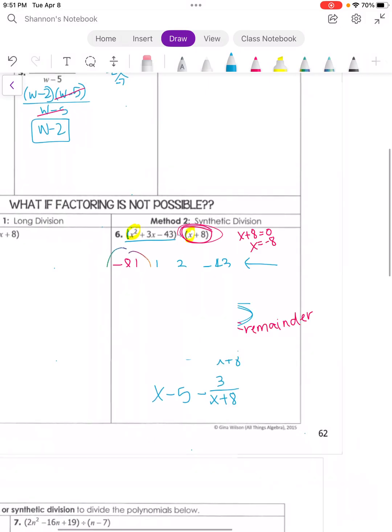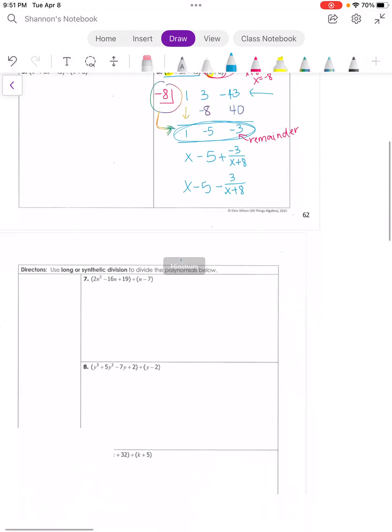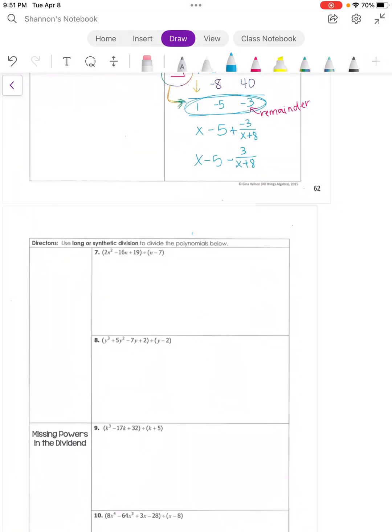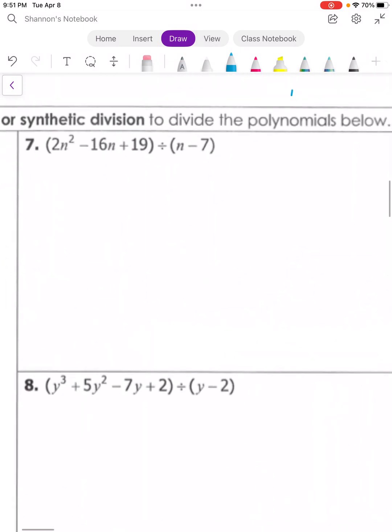Let's do a couple more. So again, I'm going to start with the number that goes in the box. That comes from right here, because that's x minus 7. That is 7 that goes in the box. The numbers that are listed next to it are these coefficients up here. So 2, negative 16, 19.